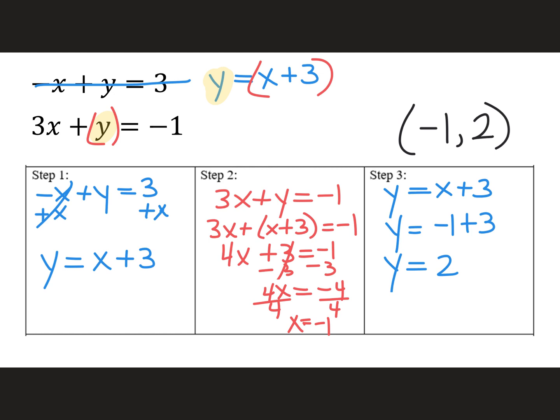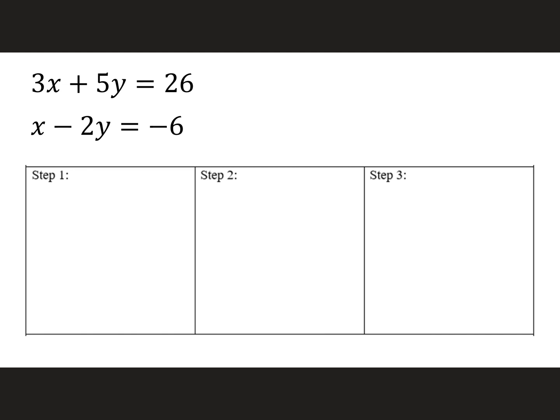All right, let's go do another one. I'm only doing 3 examples in this video because I'm basically doing the exact same thing over and over again. All right, as you look at those 2 equations, which one would be the easiest to solve for either x or y? Well, hopefully you see that the second equation would be very easy to solve for that x. So that's what I'm going to start with. I'm going to do x minus 2y equals -6.